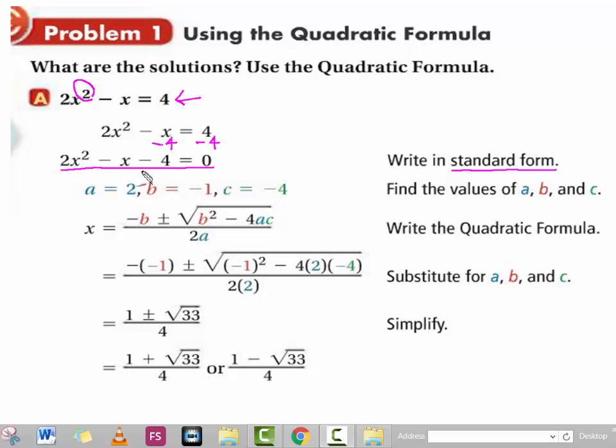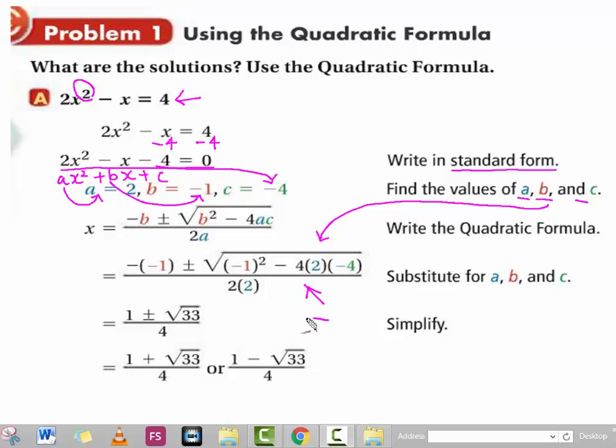Once we have this form, we can line it up with ax squared plus bx plus c. Then we know the values of a, which in this case is 2, b, watch out, is negative 1, and then c is negative 4. Since we know all the values of a, b, and c, we can apply them to the quadratic formula. All we need to do is substitute for a, b, and c, and of course we have to be really careful about the arithmetic right here.